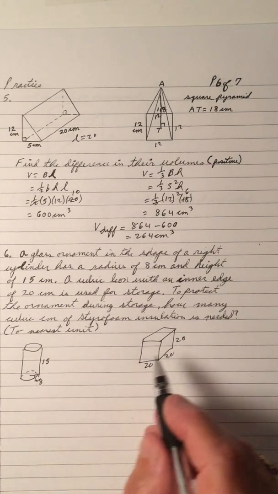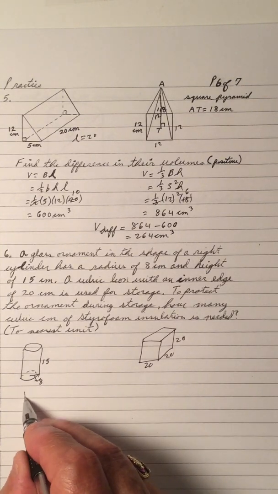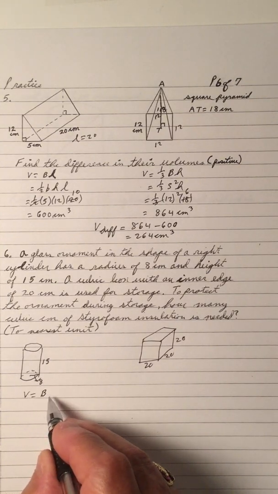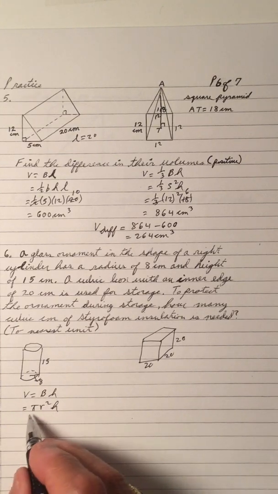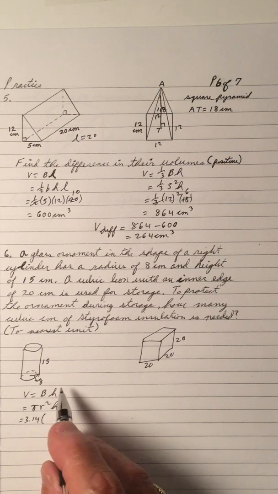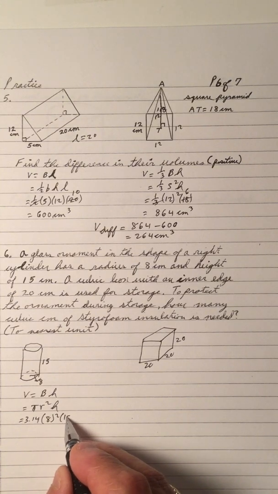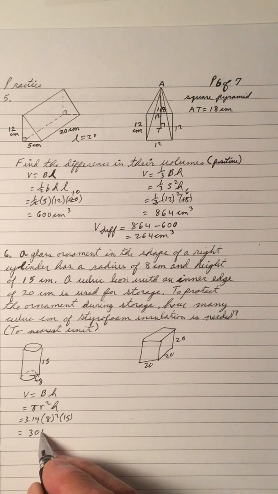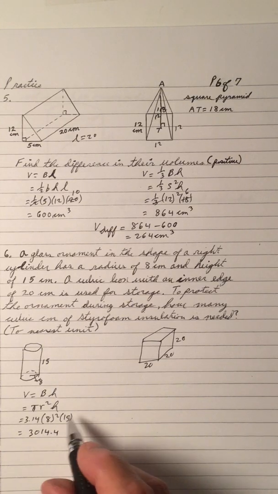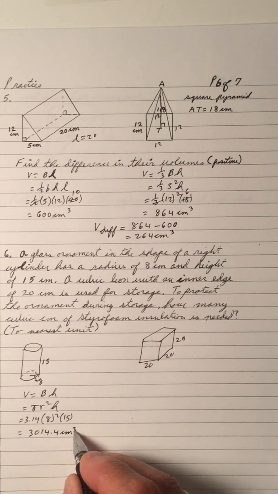And the cylinder must be smaller than the box. It has to be to fit in. So the volume of a cylinder is base area times height. So it's pi r squared h. So it's 3.14. The radius is 8, so 8 squared times the height, which is 15. So that works out to be 3014.4. And the units are in centimeters, so it's cubic centimeters.